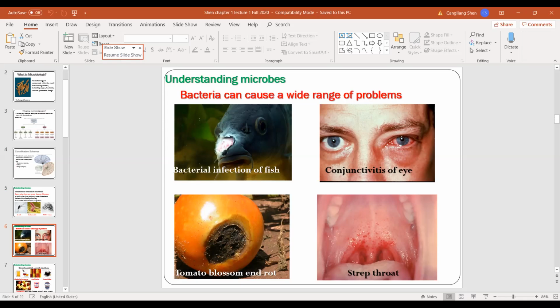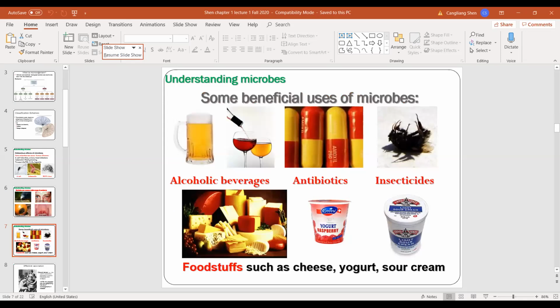So we talk about all the bad things for microorganism, but we really know there are some good things. So these are the beneficial uses of microorganism. Do you like beer? You like alcohol beverages? So beer, we have two types. It's ale and lager. So that's a fermentation from yeast.